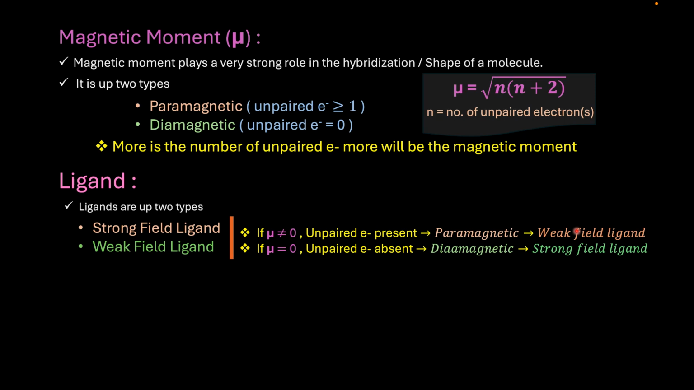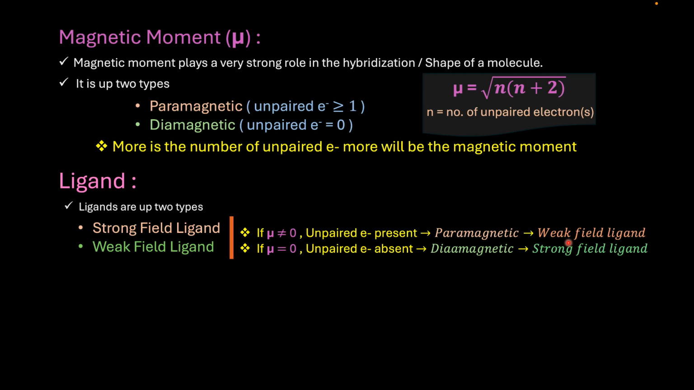So we can say the valence bond theory or VBT is completely experimental. There is no concrete data. It cannot distinguish between a weak field ligand or strong field ligand. Okay. For strong field ligand, mu value is equal to 0. If mu value is equal to 0, unpaired electrons are absent, the compound is diamagnetic, and the ligand is strong field ligand. Okay. So strong field ligands cause electron pairing.